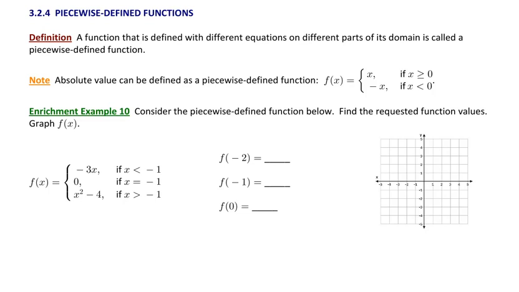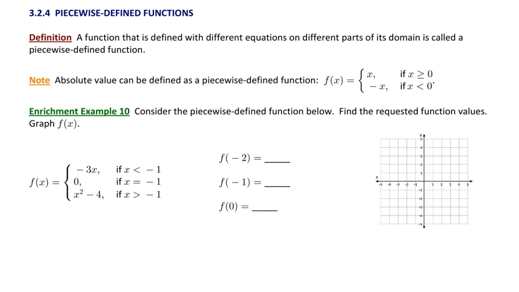Let's close out section 3.2 with one more topic. That is piecewise-defined functions. A function that is defined with different equations on different parts of its domain is called a piecewise-defined function. That is, we define the function in pieces. Believe it or not, absolute value can be defined as a piecewise-defined function.